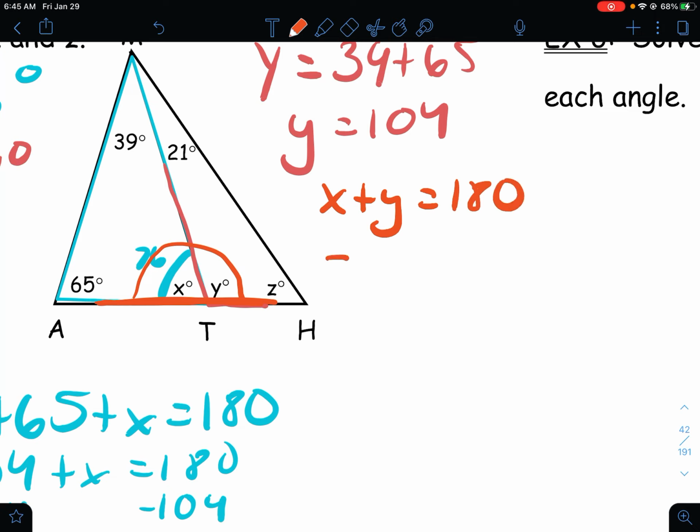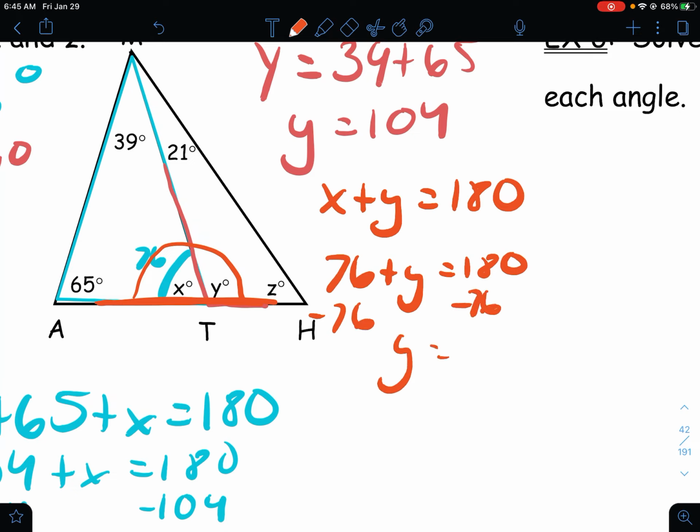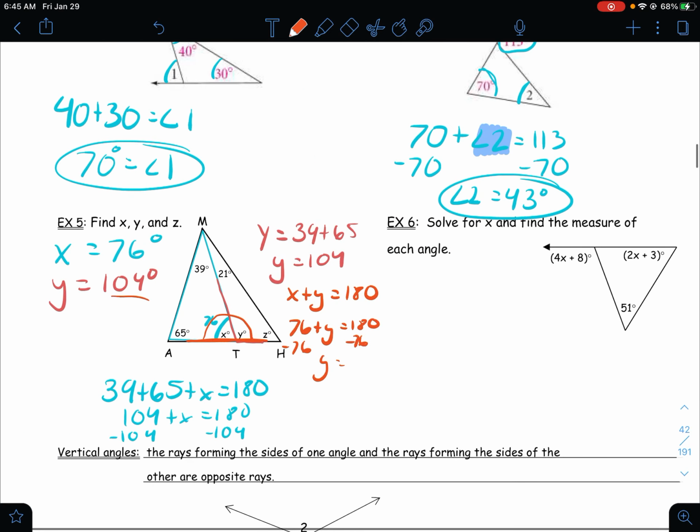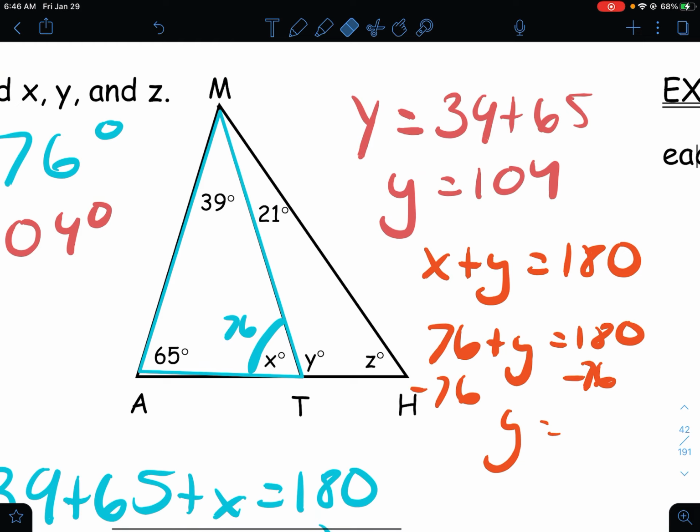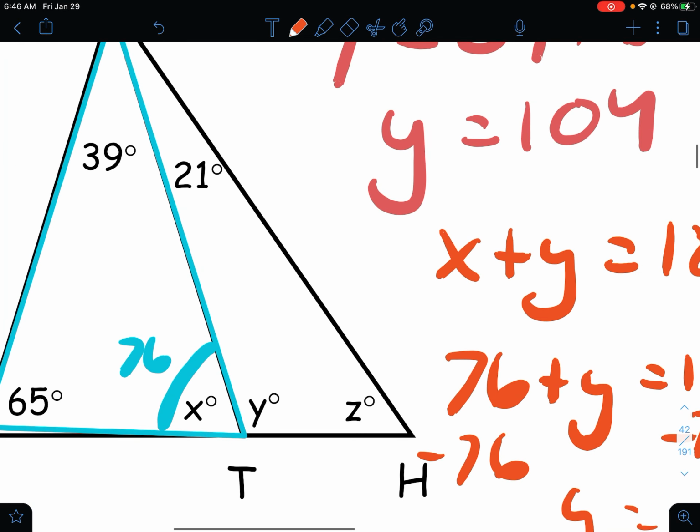And we know what x is. It's 76. So we could say 76 plus y equals 180, minus 76 on both sides. We do 180 minus 76, and we get y equals 104 again. So there was two ways you could have found y. All right. So now we know what y is. Y is equal to 104.